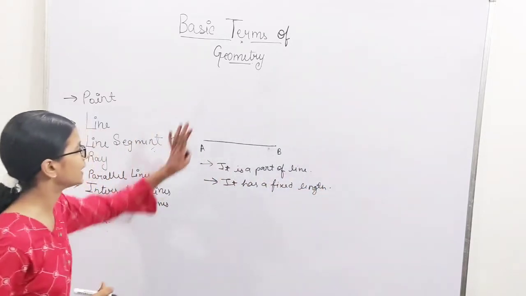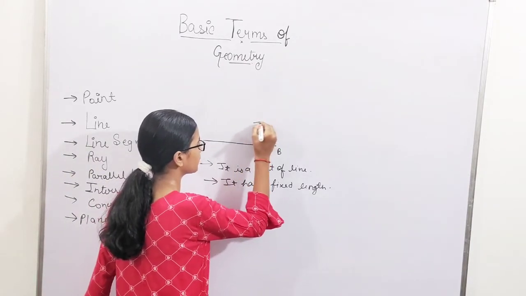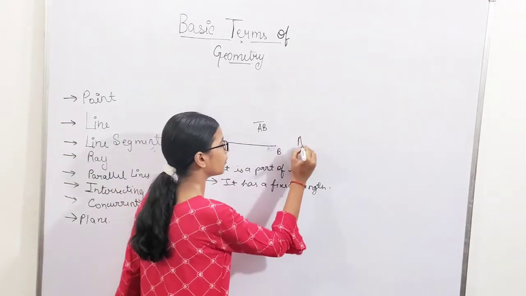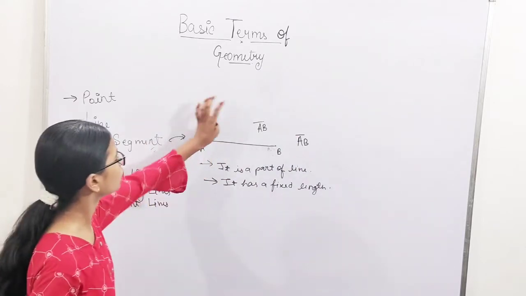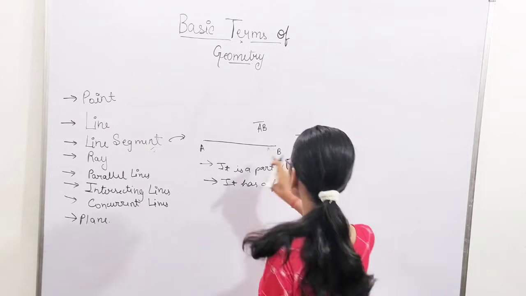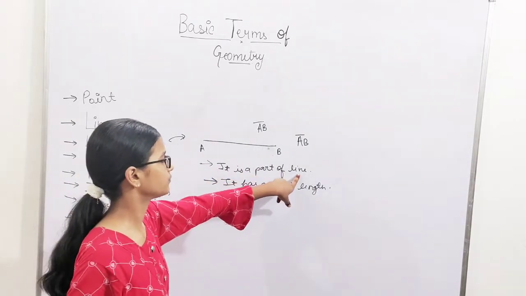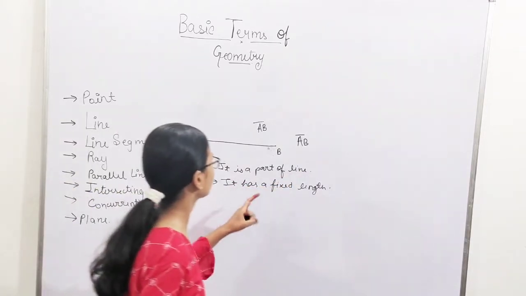Likewise, the way to represent a line segment is this, AB, and then a bar above, like this. So what will we read this as? We will read this as line segment AB. So like I have written over, it is a part of line. Let's leave this characteristic for now. I'll be telling you. It has a fixed length.